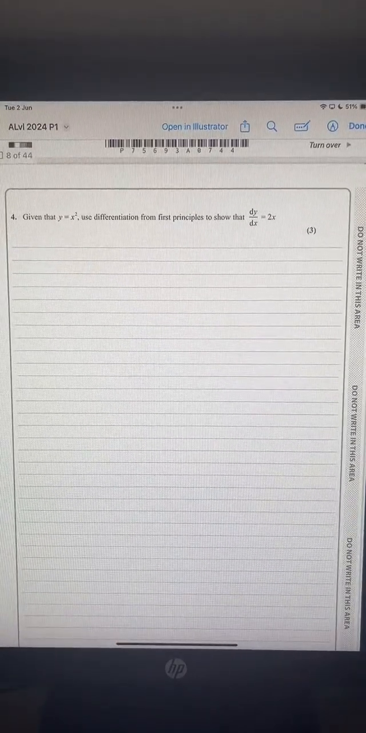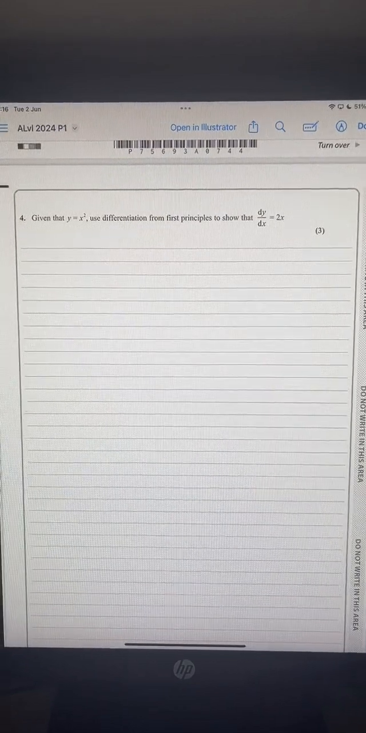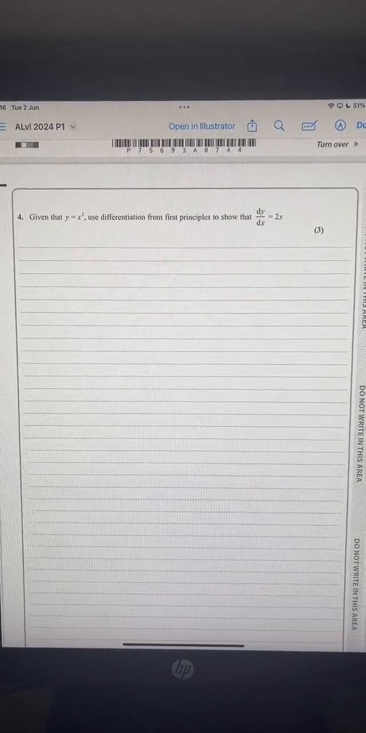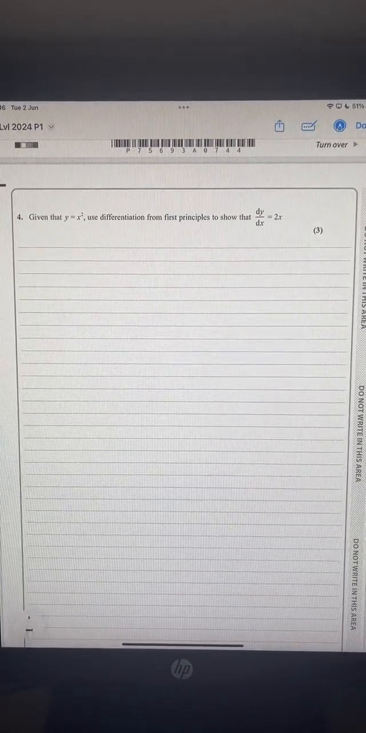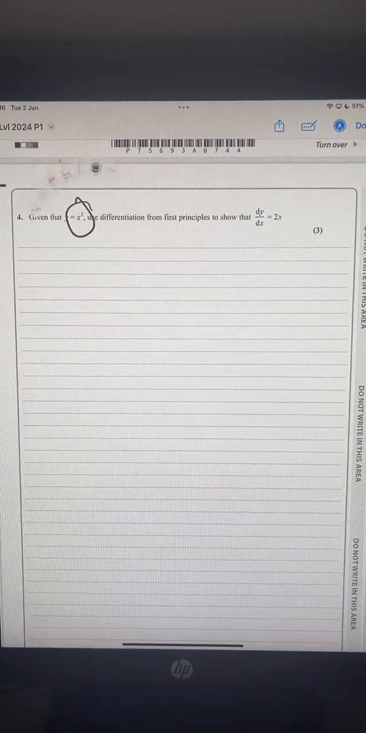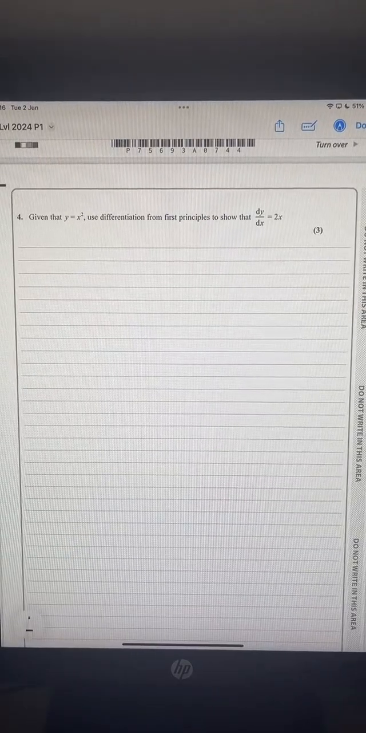Moving on. Okay, this has got to be the best first principles question of all time because it is the most standard derivative ever, x squared.